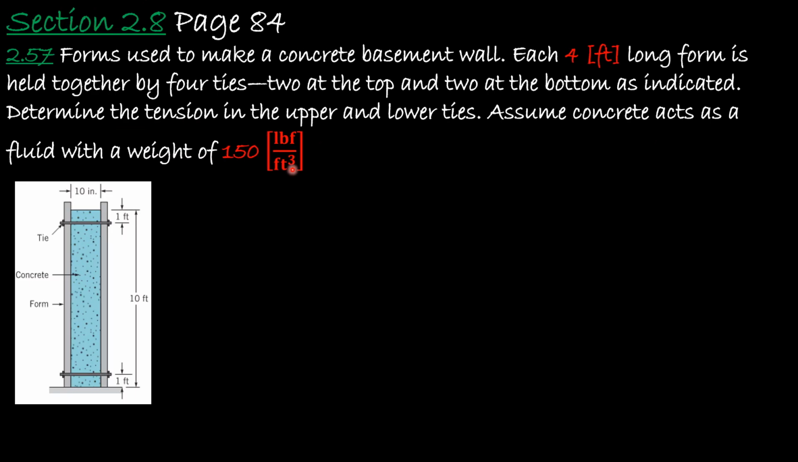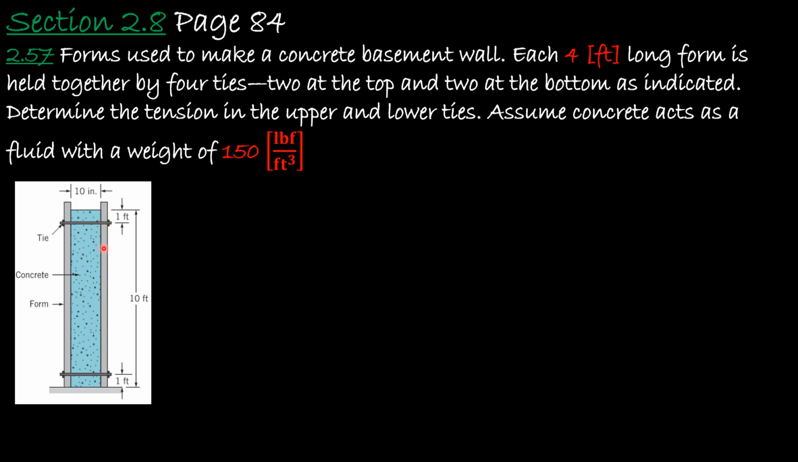All right. Next problem and last problem. 2.57. In here we are told that we have forms. You know, in structure, contractors use forms, usually wooden forms, and they put concrete inside these forms to shape the concrete the way they want. Forms used to make a concrete basement wall, each 4 feet long. Form is held together by 4 ties, 2 at the top and 2 at the bottom as indicated.